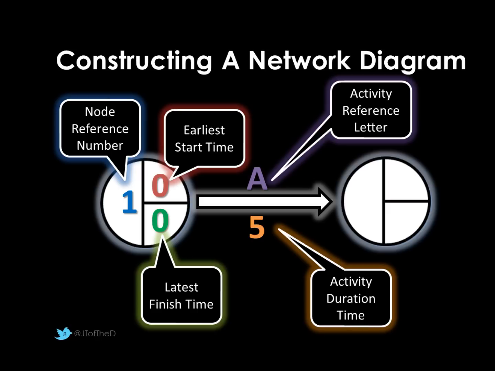We'll also have the latest finish time. This is the time that the previous task must finish. We don't have a previous task here, we're actually on the first node, node 1. Again, we want this to be 0 in this case because we don't want to delay starting activity A.